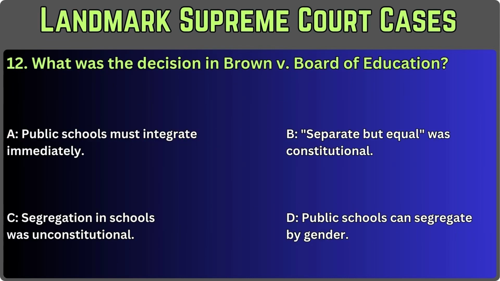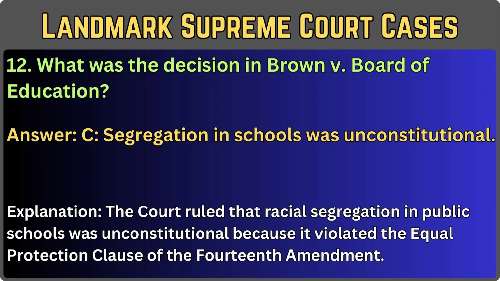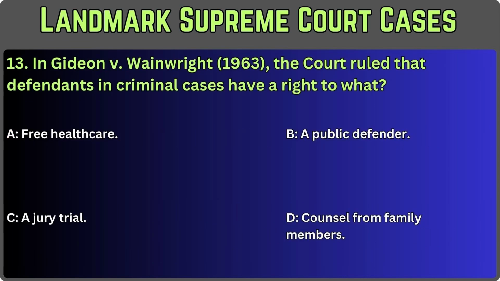an arrest. 12. What was the decision in Brown v. Board of Education? A. Public schools must integrate immediately. B. Separate but equal was constitutional. C. Segregation in schools was unconstitutional. D. Public schools can segregate by gender. Answer. C. Segregation in schools was unconstitutional. Explanation. The court ruled that racial segregation in public schools was unconstitutional because it violated the Equal Protection Clause of the 14th Amendment. 13. In Gideon v.